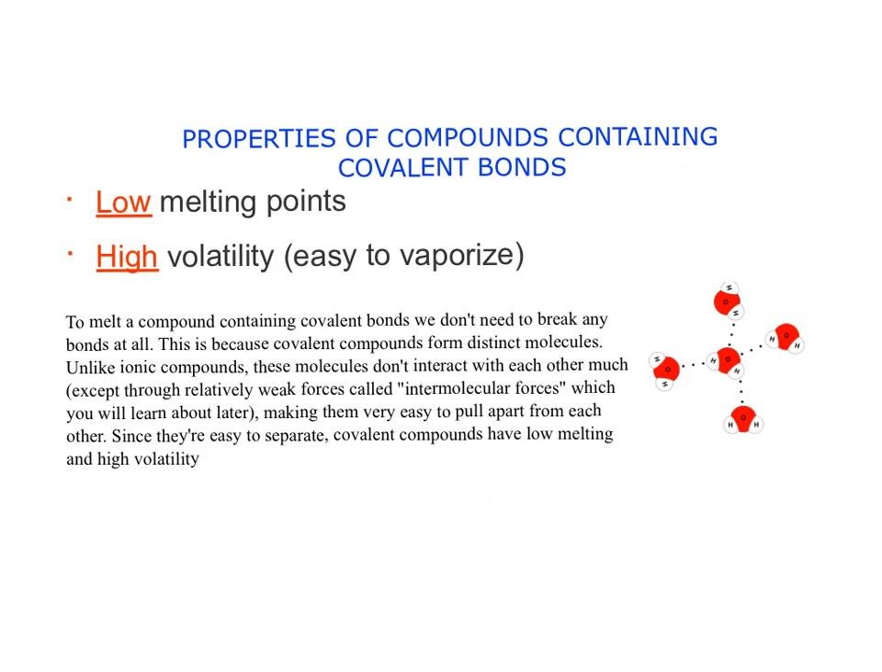And that's because covalent compounds form these distinct molecules. And those molecules don't interact with each other very much, except for these really weak forces called intermolecular forces. And don't worry, we're going to talk about this a lot more later. But that means they're pretty easily pulled apart from each other, which is why it's easy to melt them and easy to make them form a gas.